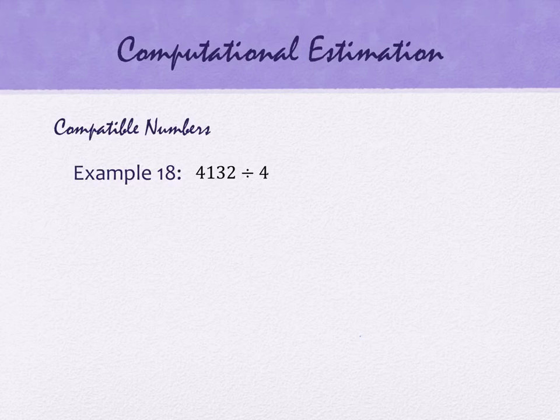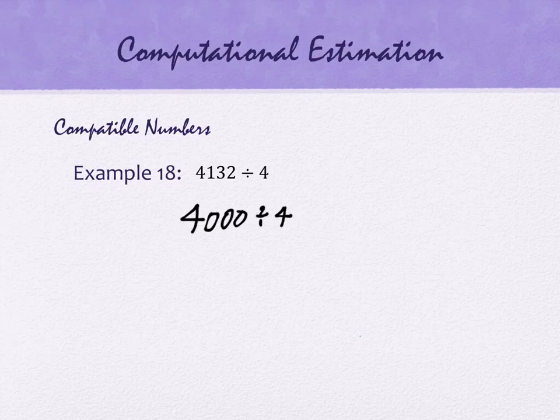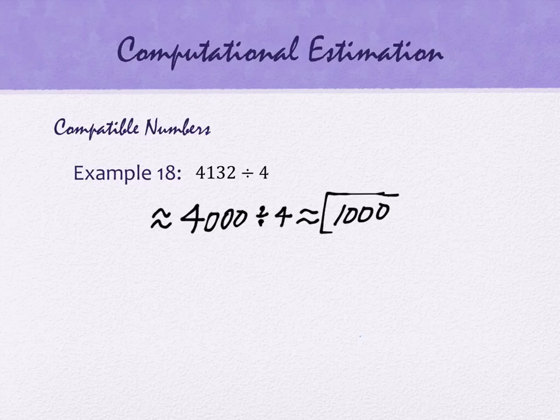4,132. Our goal is to pick another number close to 4,132 that's much easier than that one is to divide by 4. 4,000 works just fine. Ashley got it, yeah. So we're just going to estimate this to be 4,000 divided by 4. And we're going to get that this is approximately, right? We're doing approximations here. Use those approximate symbols. 1,000. It's an estimation. It's not meant to be exact or precise. It's meant to give us an approximate value. And that's all you're looking at. Okay?